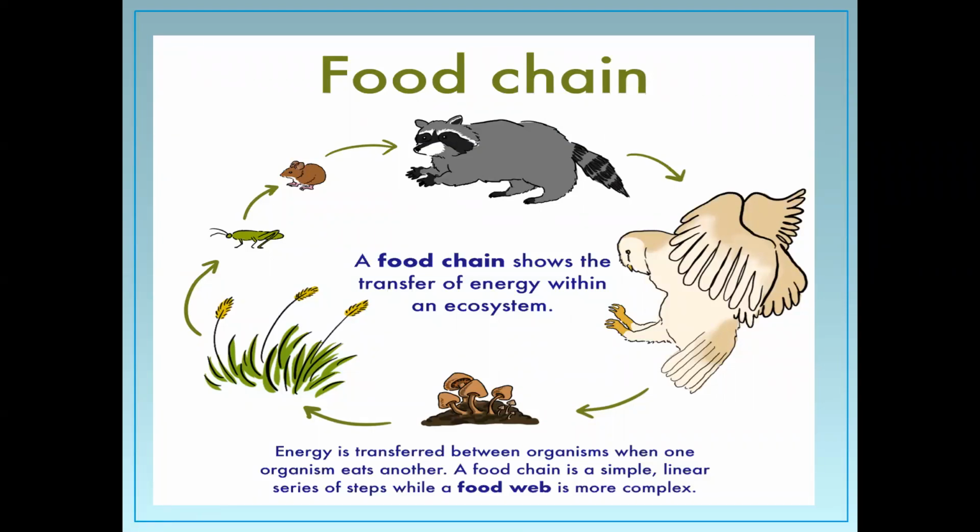A food chain is a simple linear series of steps, while a food web is more complex. What do you know by this word web? Web means when many things are interconnected with each other. A chain is only a single linear direction. Okay, students? While a web has many things interconnected with each other.